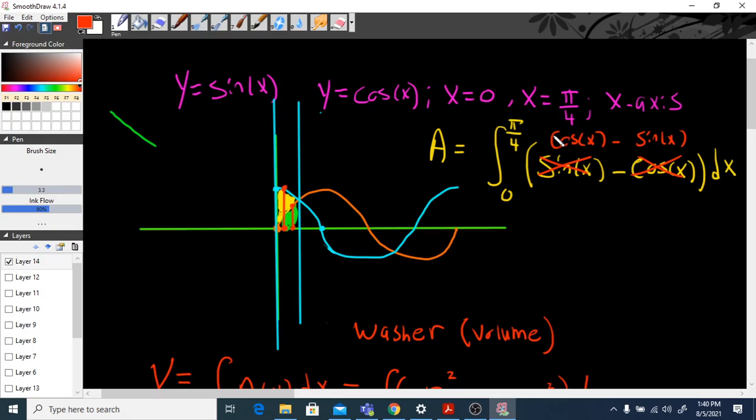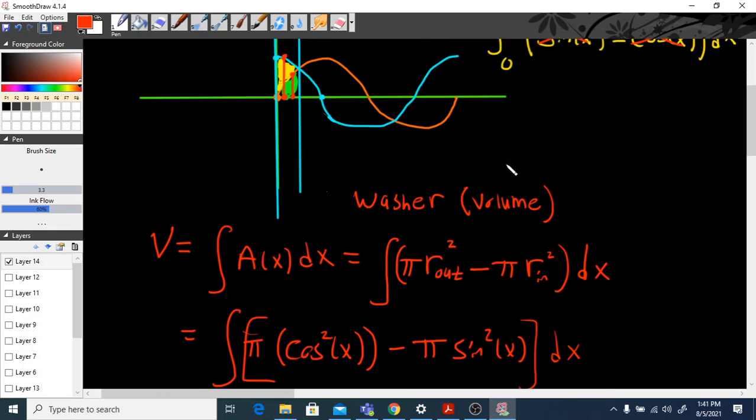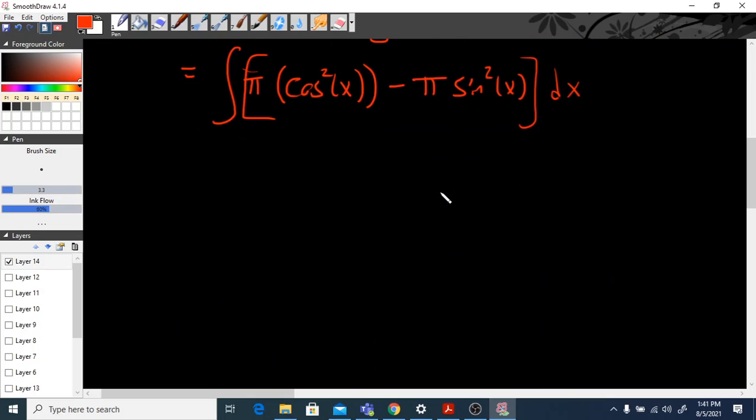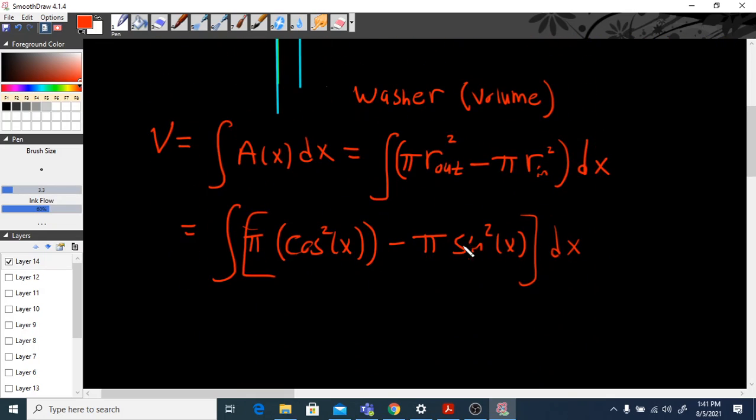Okay, so once again, sorry for that. Top minus bottom. The top is the cosine, which is in blue. The bottom is the sine, which is in the orangish color. Top minus bottom gives us the area of the yellow region. But now we're down here at volume. So we're going to take this yellow region and spin it around the x-axis. And that is the computation that we have here.